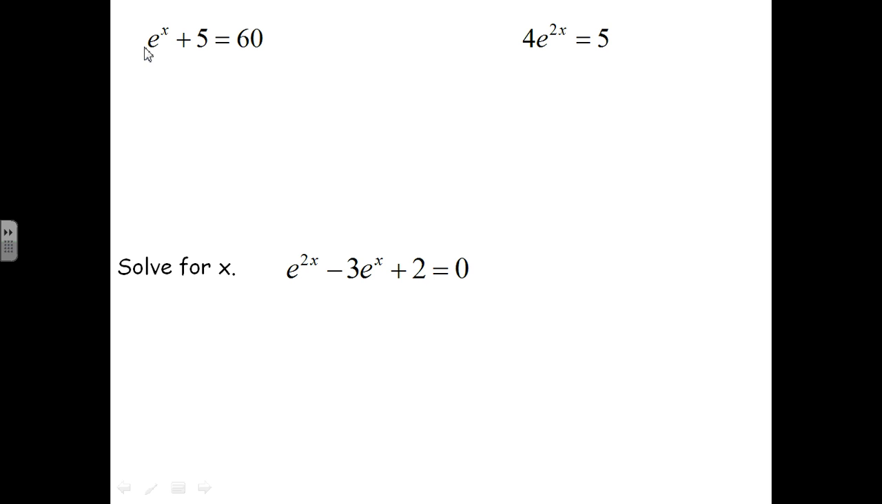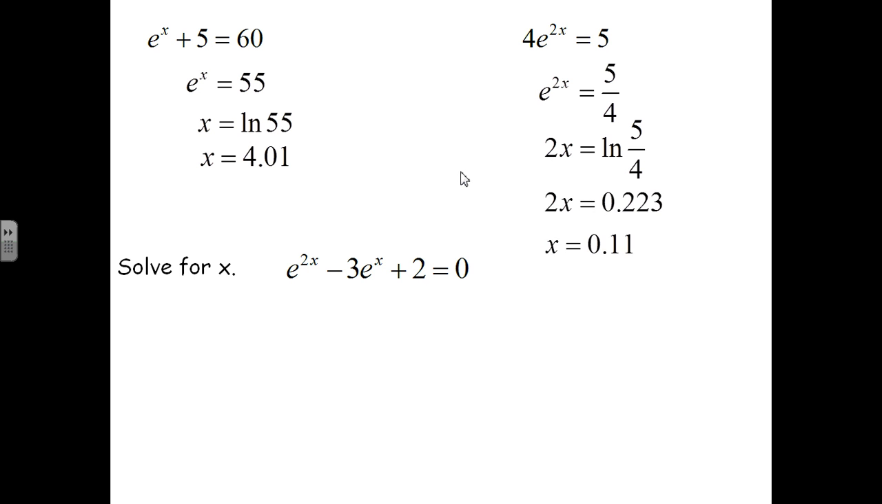If you have your exponential and there's something added or multiplied to it or divided by it, you want to get it by itself, just like we do with anything. You want to isolate the term that has the variable you're solving for. So we're going to subtract 5 from both sides, and now we can take the natural log. And you don't have to write natural log on both sides. You know that when you take the natural log of e to the x, it's going to turn into x. So x is equal to the natural log of 55, which evaluates to 4.01.